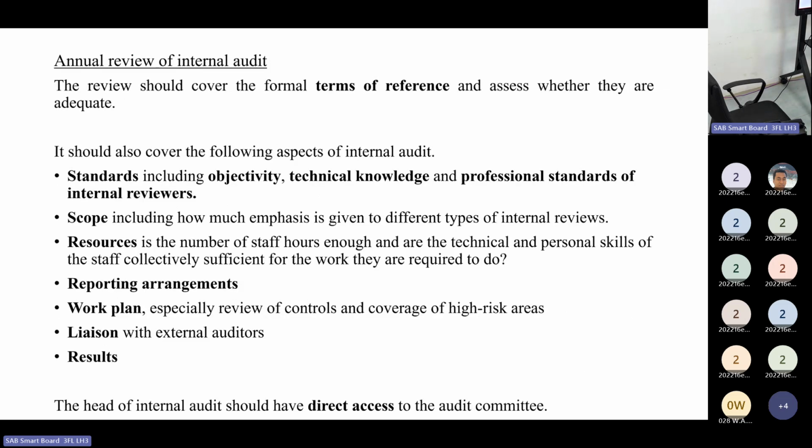So reviewing the internal audit function means annually they have to check what strategy they are using, right? Whether they have enough resources, and whether they are conducting their audits in the right way. That is reviewing the audit function. So they ensure the reporting relationship as well as overlook the audit function.